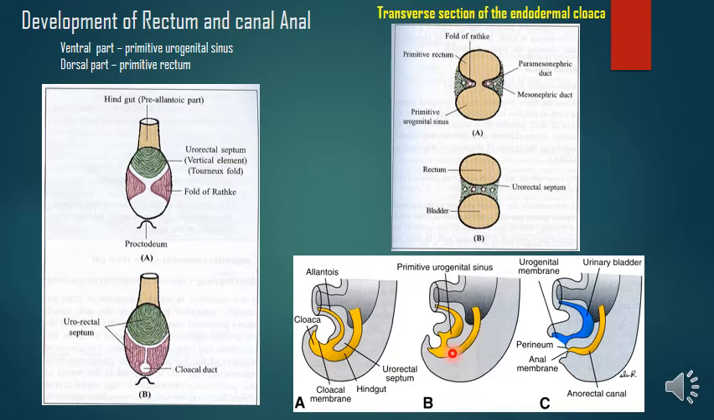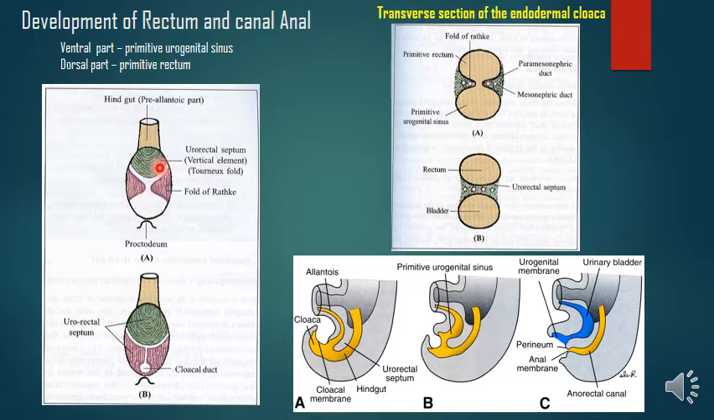So the endodermal cloaca is divided into a ventral primitive urogenital sinus and a dorsal anorectal canal, the primitive rectum. This urorectal septum is a coronally oriented partition. Here we are seeing a section of the urorectal septum, a coronally oriented partition.